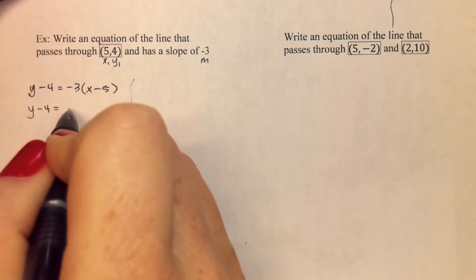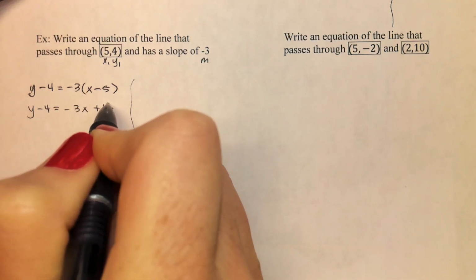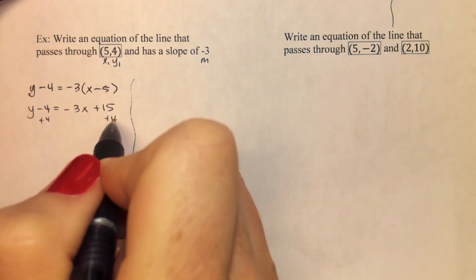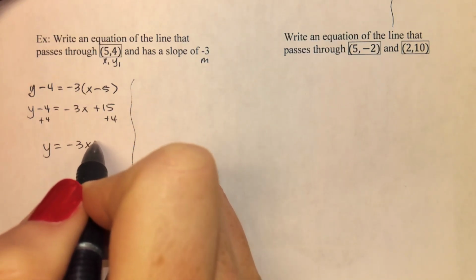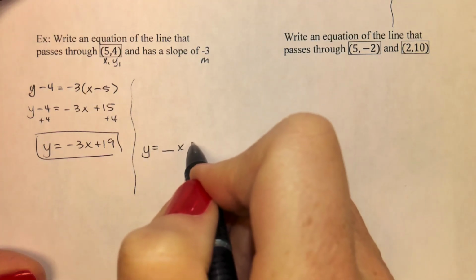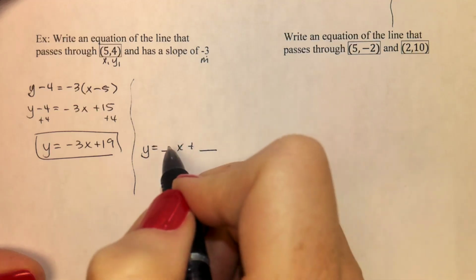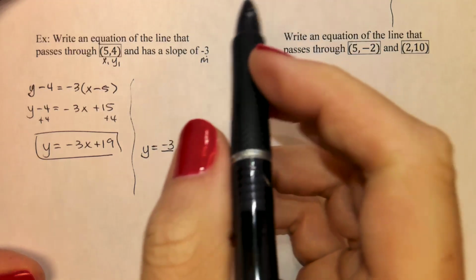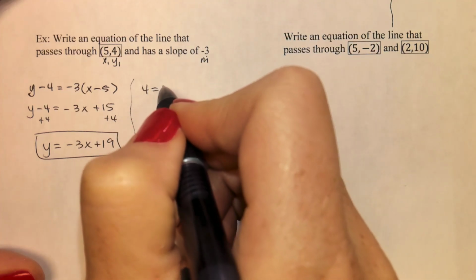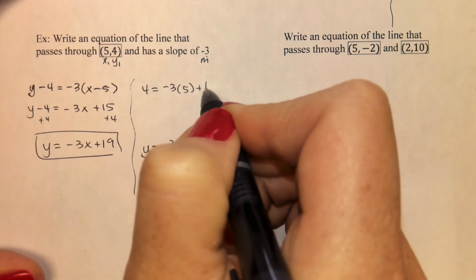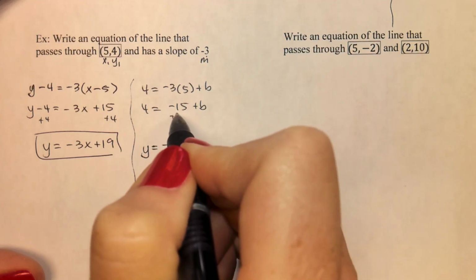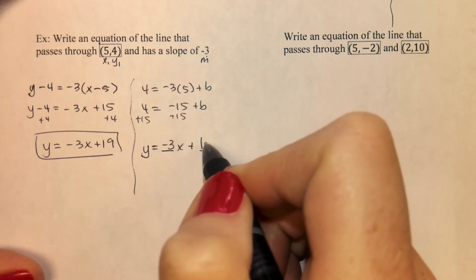So y minus 4 equals negative 3x plus 15, so I just distributed. We're going to add that 4 to the other side, and looks like I have y equals negative 3x plus 19. I'm going to set up for the same thing over here, blank x plus blank. Slope is negative 3, so that's going in. And then I'm going to plug my point in right where that x and y are. So 4 equals negative 3 times 5 plus b, negative 15 plus b. And when you add your 15 to both sides, that's where you get the 19.